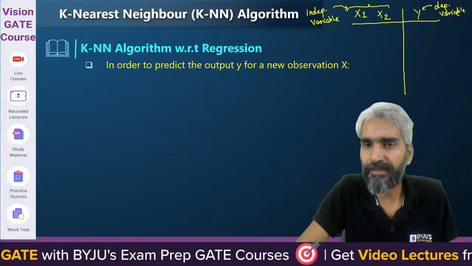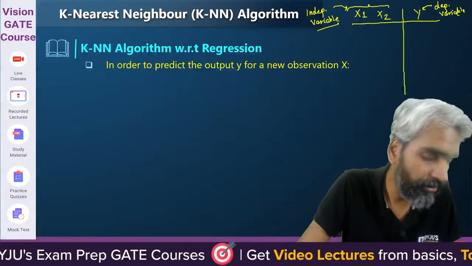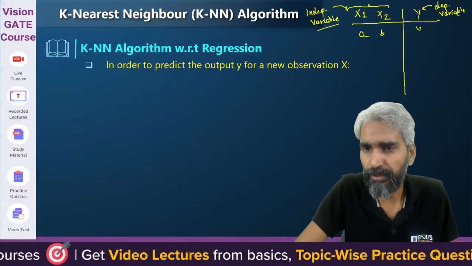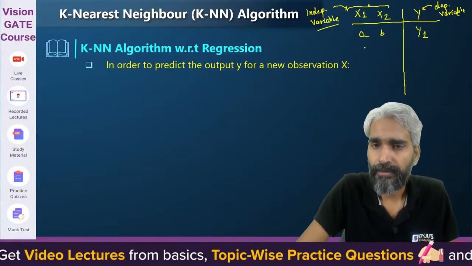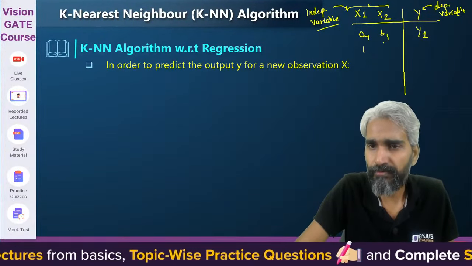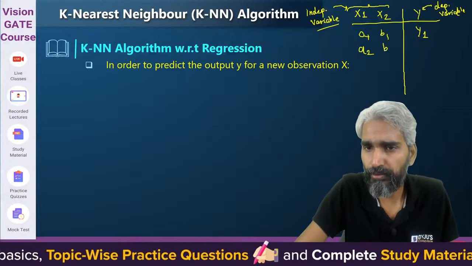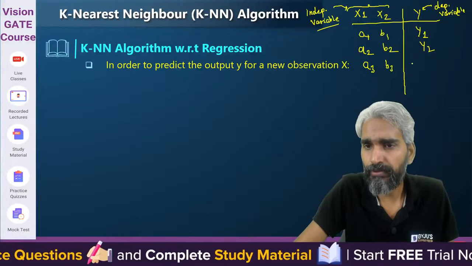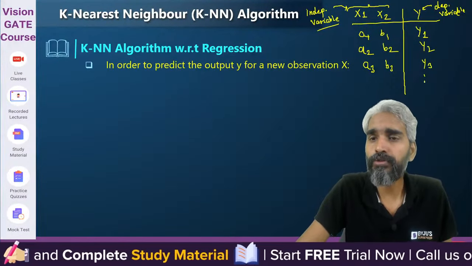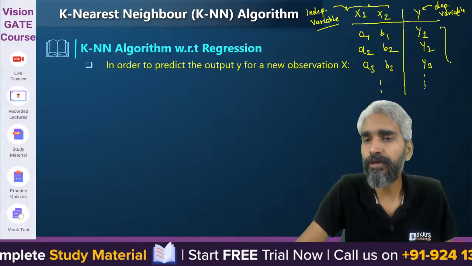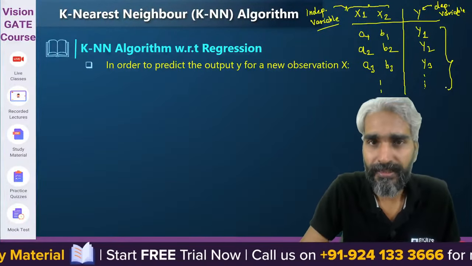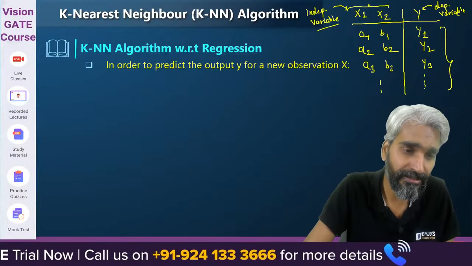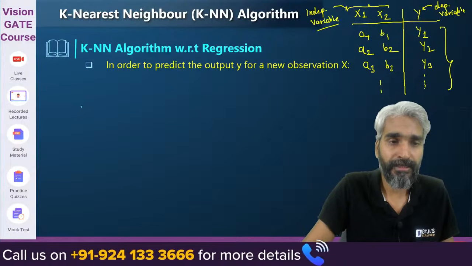We just need to understand how regression can be applied in this case. Let's take some values a1, b1, y1. If the values are a2, b2, then the value is y2. If the values are a3, b3, then the value is y3, etc. So this is your training data. Now what will you do? Please try to understand.